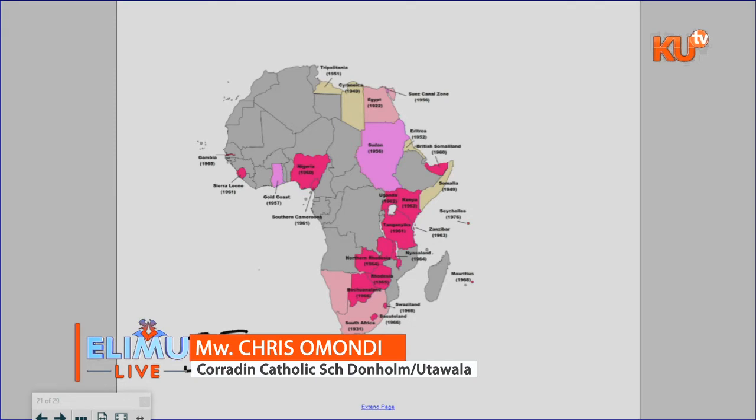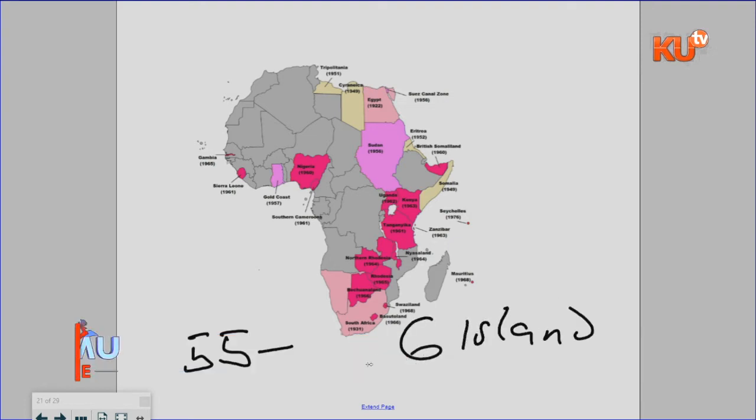Of all those 55 countries, there are six countries which are called islands, and we have a total of 49 countries which are called the mainland.